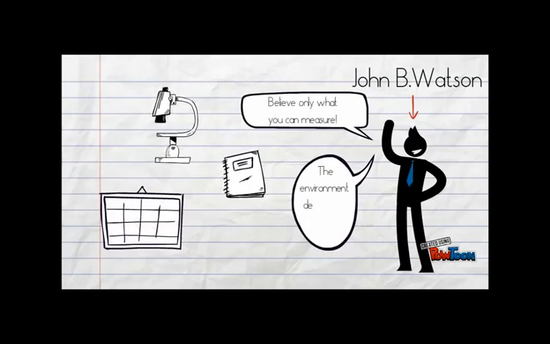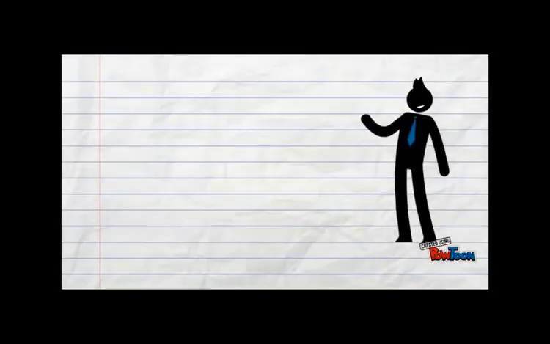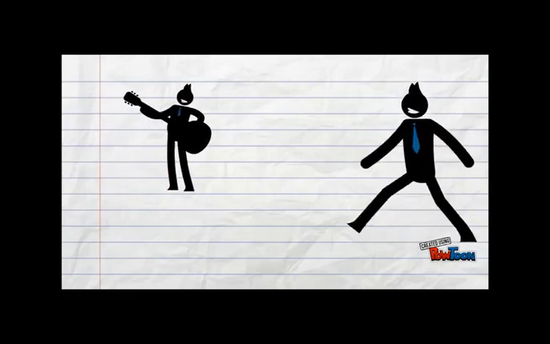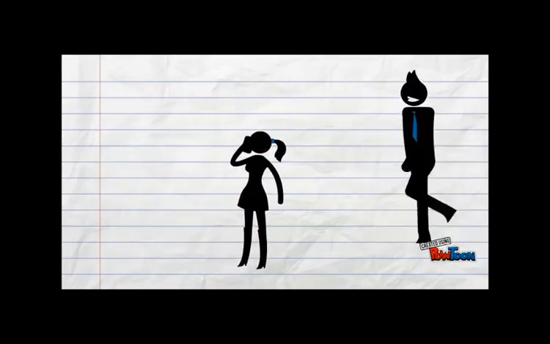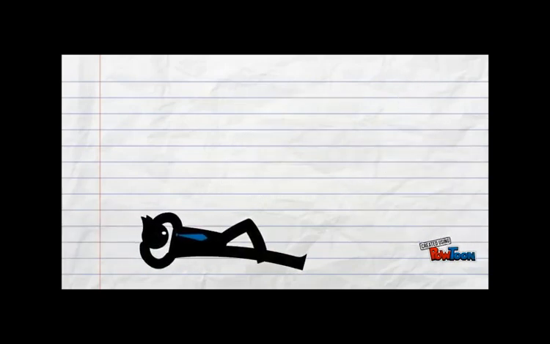He believed that human development could only be based on what one could see. Watson was famous for saying he could take any child and turn him into anyone he wanted, just by changing the child's environment. A musician, a lawyer, a businessman, a doctor, even a thief or a beggar.